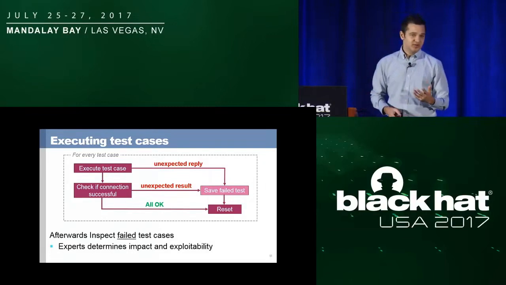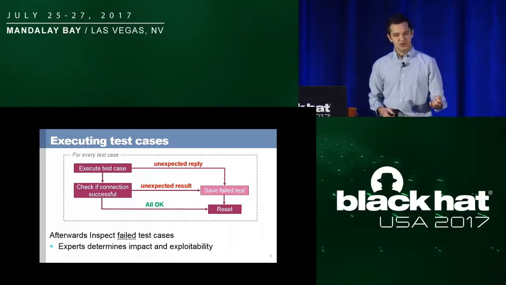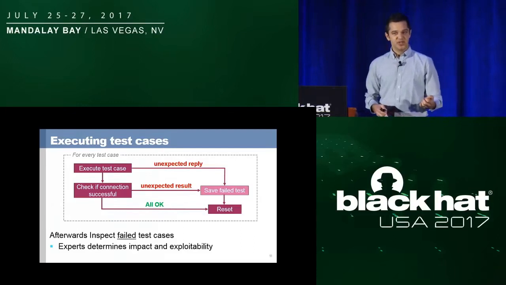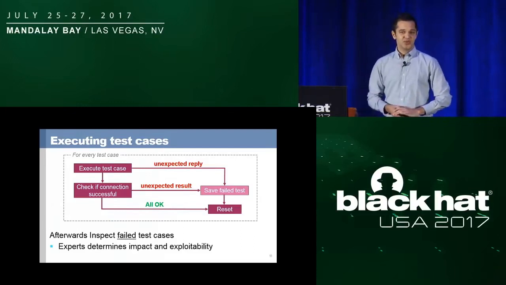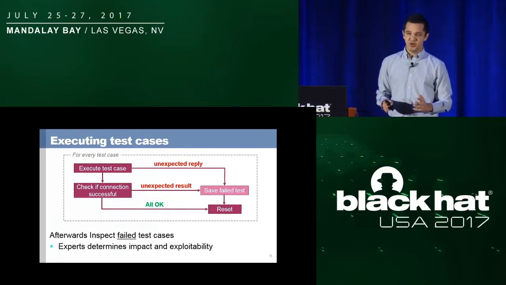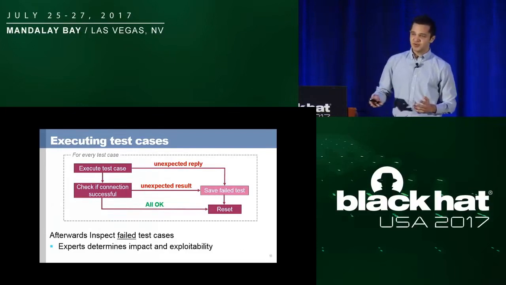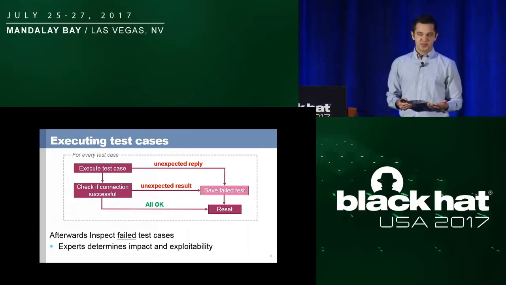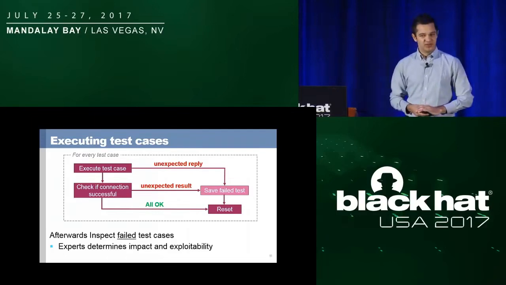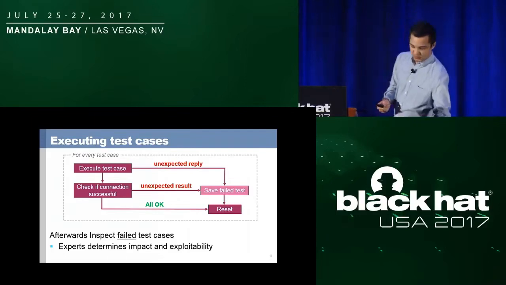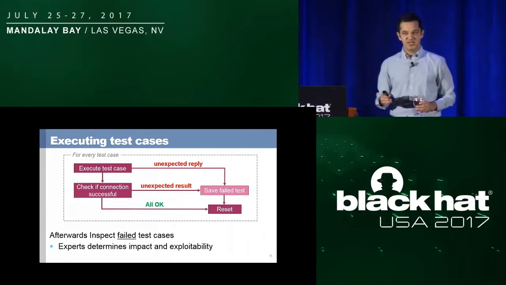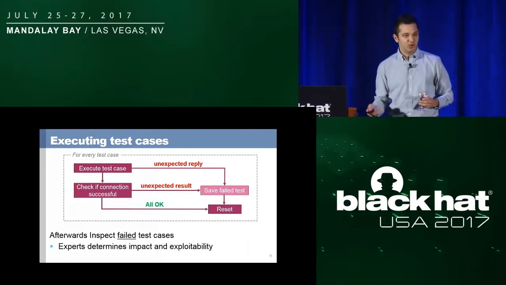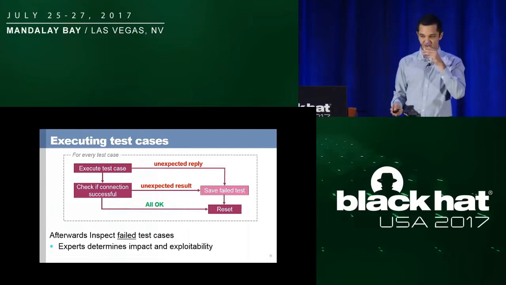The way we can do this is that if we don't have access to the source code of the implementation, we can run additional black box tests and try to determine what exactly went wrong. If we have the source code, then we can try to inspect the source code and see what the cause of the problem is. And once we know what the bug is, an expert can then determine whether this bug is exploitable or not.